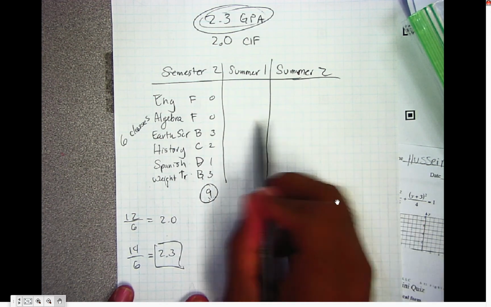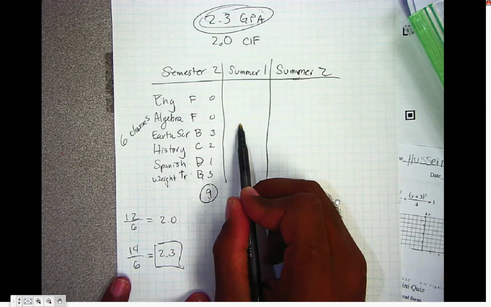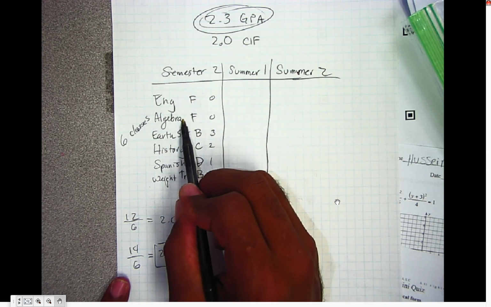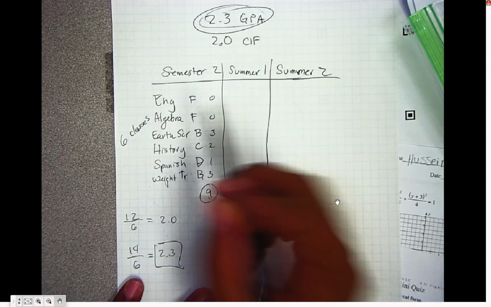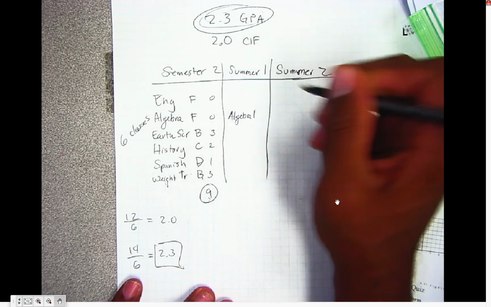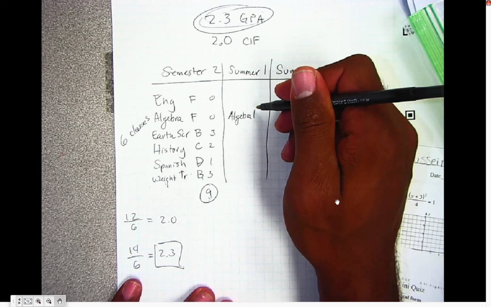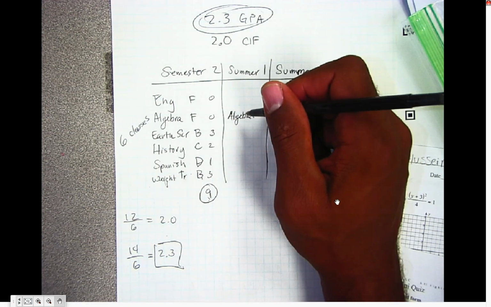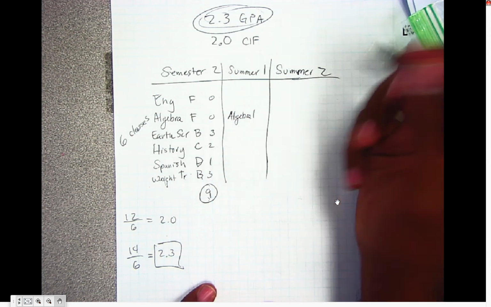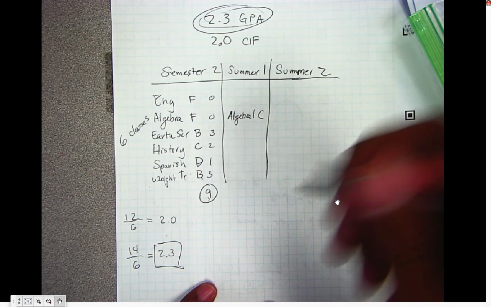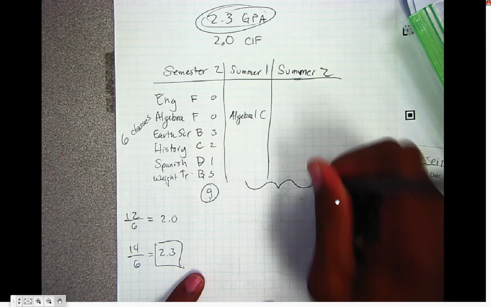So here's where summer helps. Now, if you take the same class you just took this semester, it will replace the grade. So let's say you take algebra 1, the same semester 2, okay, which I'm actually teaching this summer, okay? And let's say you end up with a C. Okay, that's going to give me 2 points because remember, I need 5.